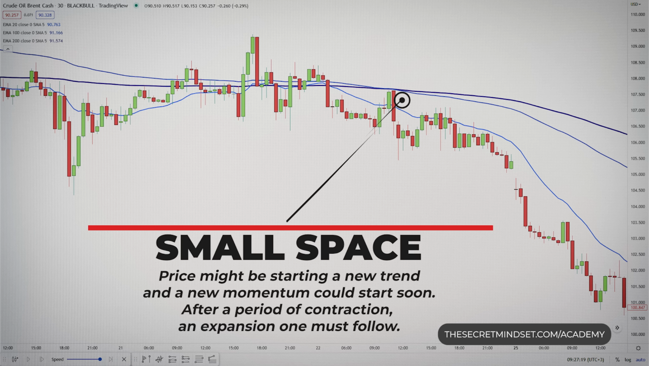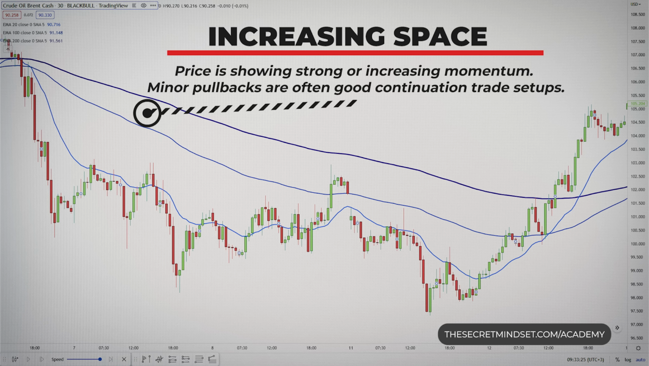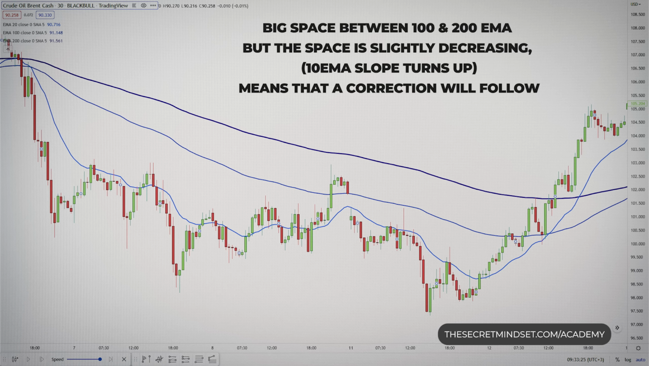Small space also means that price might be starting a new trend, or a new momentum could start soon. After a period of contraction, an expansion must follow. When you see increasing space, price is showing strong or increasing momentum. Minor pullbacks are often good continuation trade setups. Big space between the moving averages, but the space is flat or slightly decreasing, means that a correction will follow. In this case, you need to wait for price to finish its consolidation and the correction before continuing with the trend again.